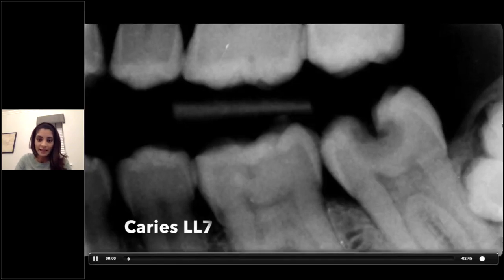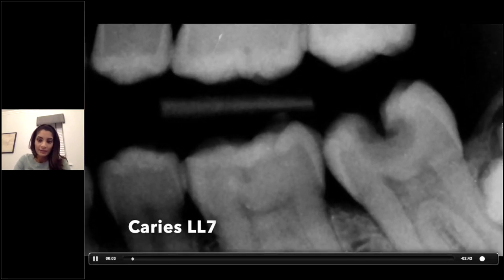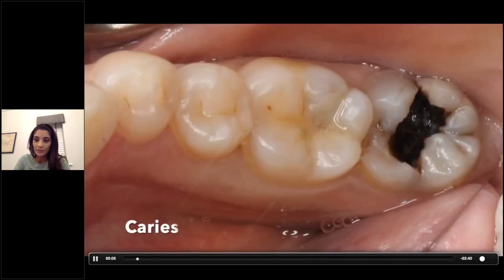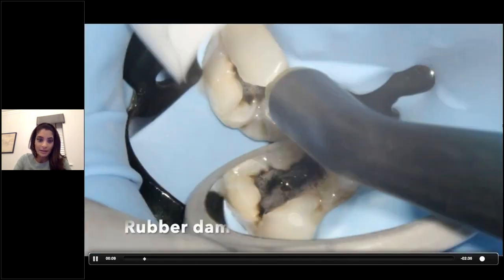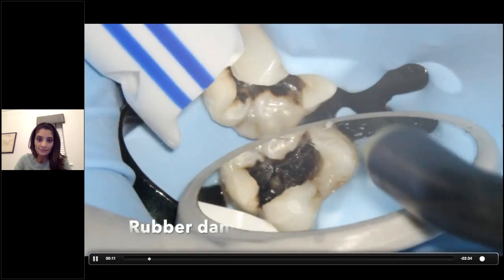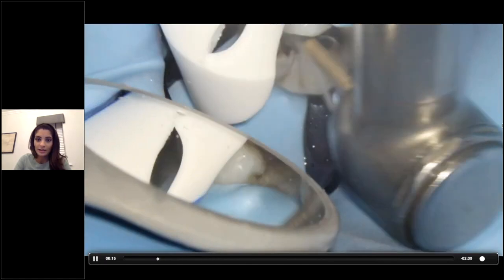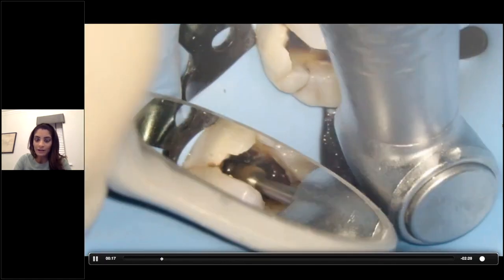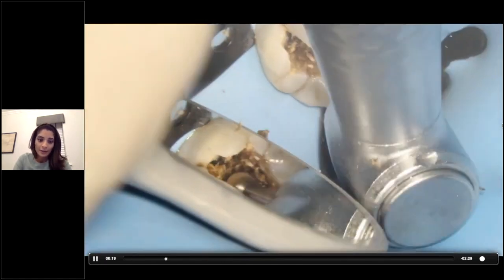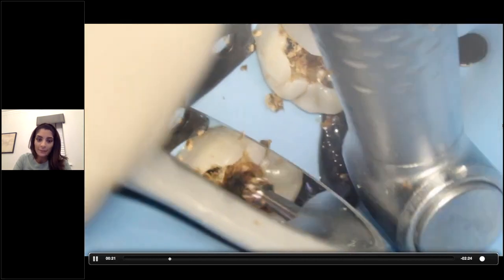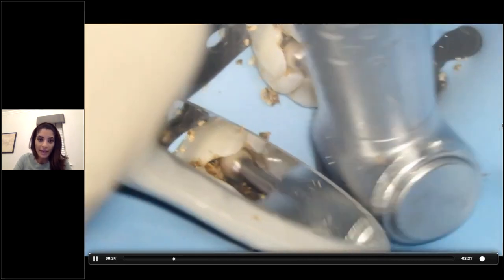So you can see here, this is the caries. The first thing to do is to put a rubber dam onto this. So this is the rubber dam on, a well-sealed rubber dam. Then a fast handpiece to remove the undermined enamel. We're then going to use a slow handpiece to remove the bulk of the caries.